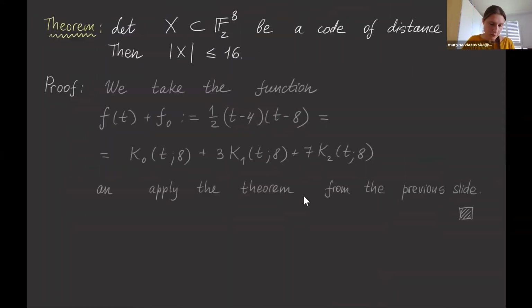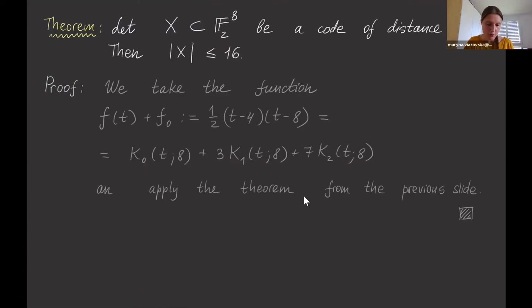And so this is the well-known result that if we have a code of distance 4 inside of this 8-dimensional vector space, then it can contain at most 16 points. And we do this by constructing a suitable function. And this suitable function, it is the following polynomial. And this polynomial can be expanded as a linear combination of Kravchuk polynomials. This is because Kravchuk polynomials are orthogonal polynomials and they form a basis of the space of all polynomials.